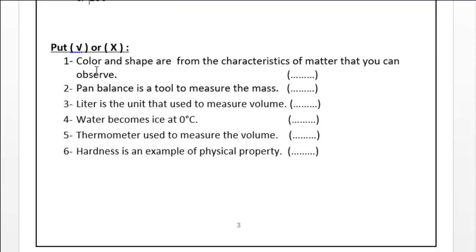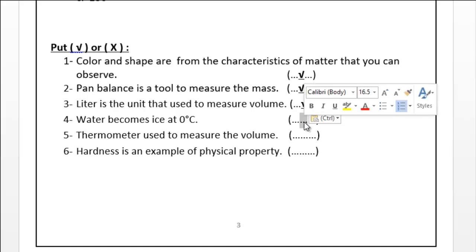Put true or false. Color and shape are characteristics of matter that you can observe. This one is true. A balance is a tool to measure the mass. That's right, this is also true. Liter is the unit used to measure the volume. Yeah, that's right. Water becomes ice at 0 degrees Celsius. Yeah, that's right.